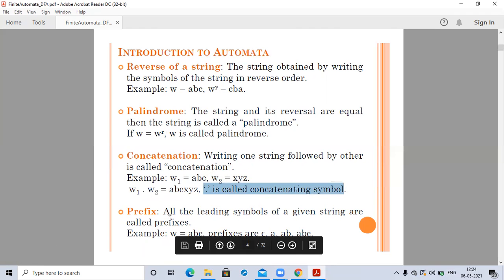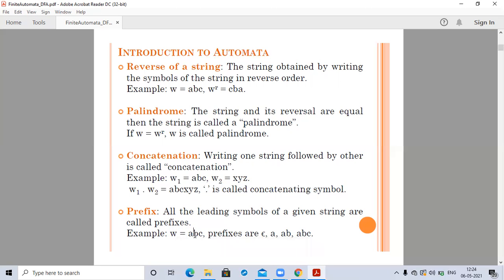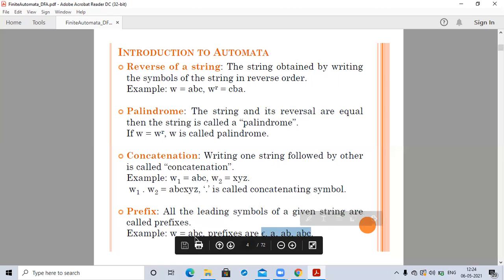Okay. And coming to the term prefix, here the prefix is all the leading symbols of the given string. Suppose the given string is W equal to ABC, then the prefixes for this particular string are epsilon, because leading of this ABC is the epsilon, and A, and AB, and ABC. Okay, all these are considered as the prefixes for this string.